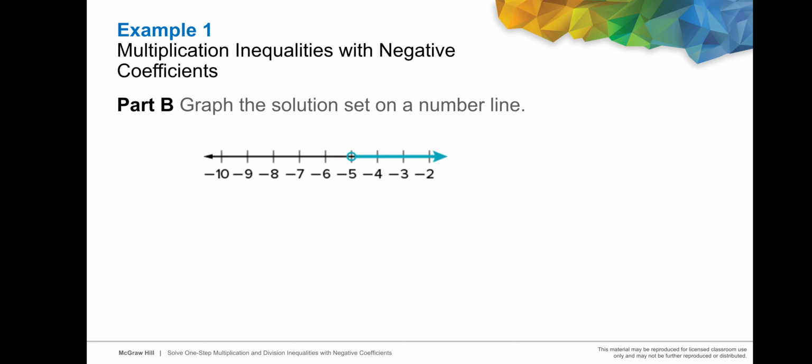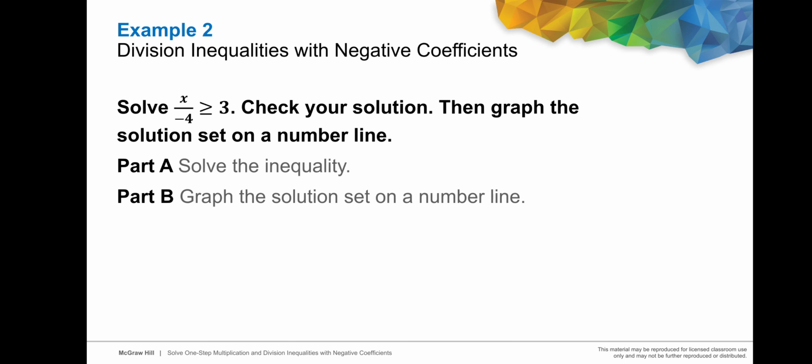Now to graph it, since x is more than negative 5, I will put an open circle, not filled, on negative 5, and put the line with the arrow to the right, which means that all the real numbers that are greater than negative 5 are solutions.